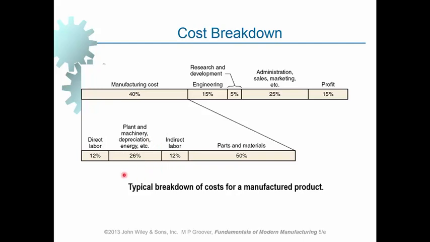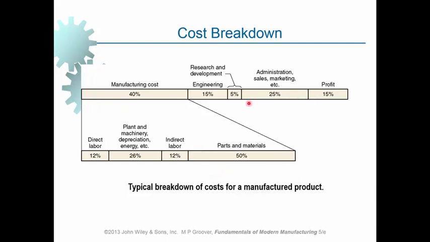26% of this manufacturing cost goes to the plant and machinery, such as depreciation, electricity, and maintenance, and those costs that we've got to pay in order to make the machine work. And 50% of the manufacturing cost belongs to the cost of the raw material and parts that we need, standard parts that we may need to buy in order to continue with our production task.